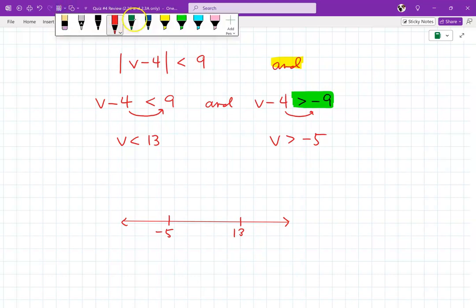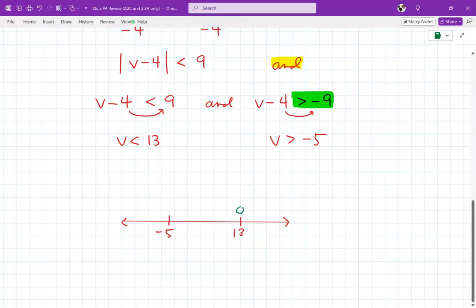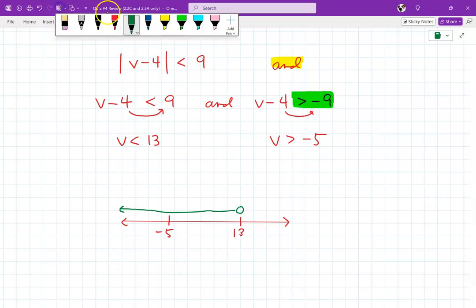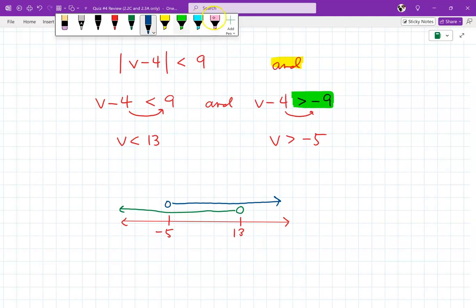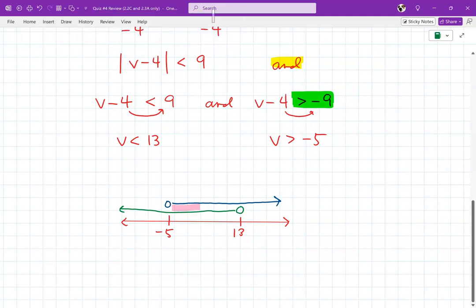So here we go. First one is V less than 13. So less than is open circle going to the left. And then V greater than -5. So that's going to be an open circle at -5 going to the right. Since this is an AND problem, I expect that they're going to collide. So there's the collision section, right? That's where they're going to cross each other. Okay? So, I'm going to make this as my answer.